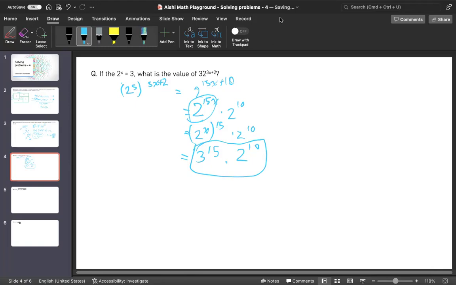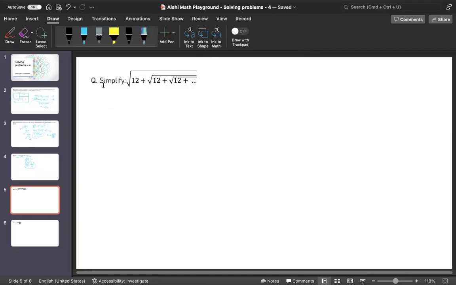There we go. Fourth question. Simplify root 12 plus root 12 plus root 12 plus root 12 and so on. This goes on till infinity. Alright, which means it never ends, of course.